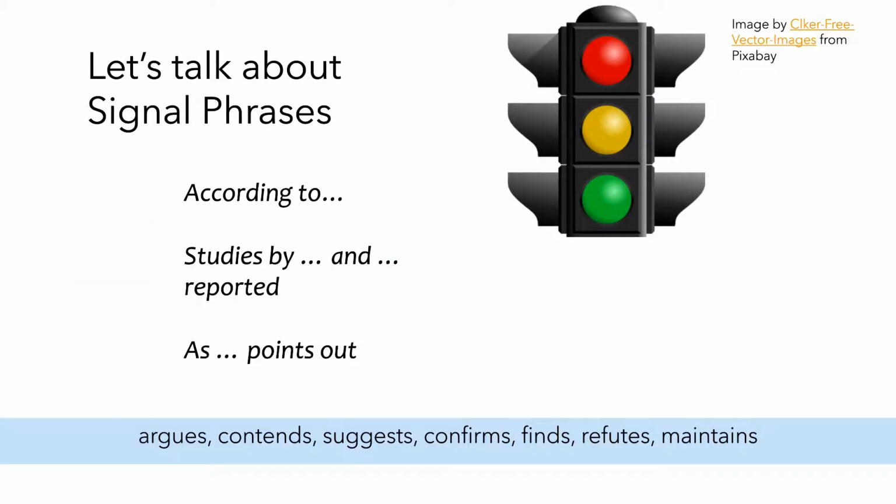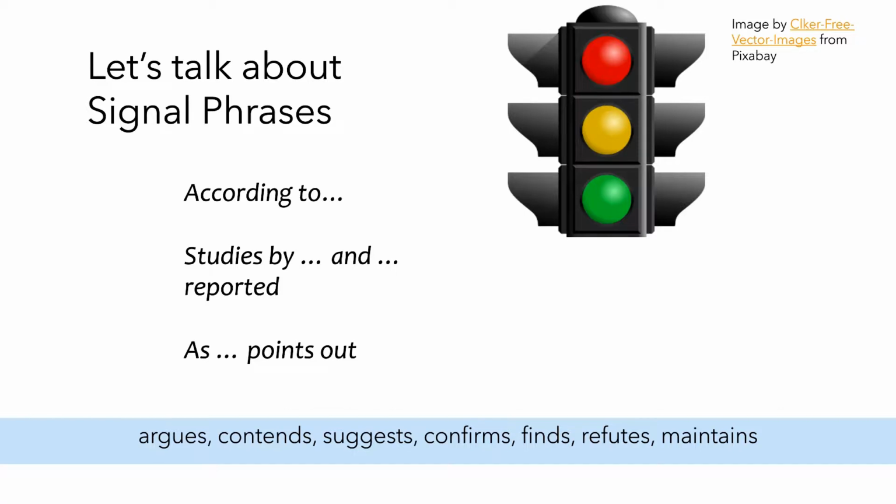The trick is to introduce each of your sources into your writing in a way that makes sense, that feels natural, and that accurately states the author's ideas. So let's talk about signal phrases. These are the words that you can use to introduce ideas that are not your own. Examples include according to, studies by, reported, as, blank points out.